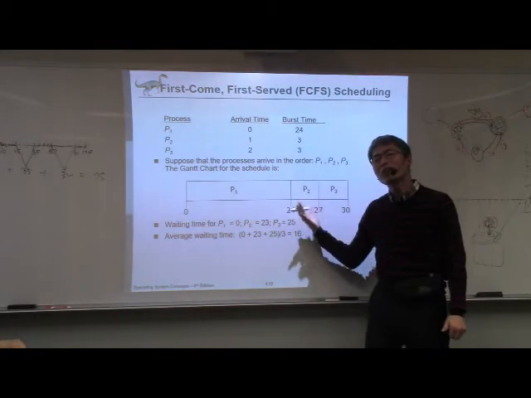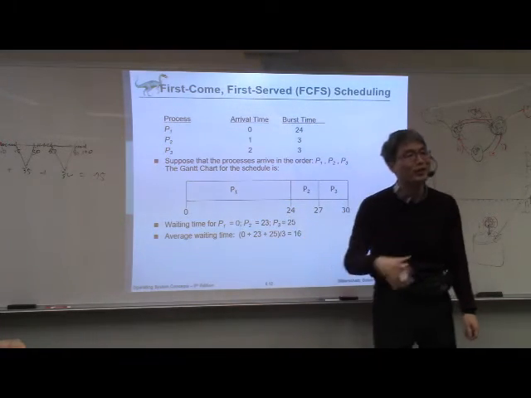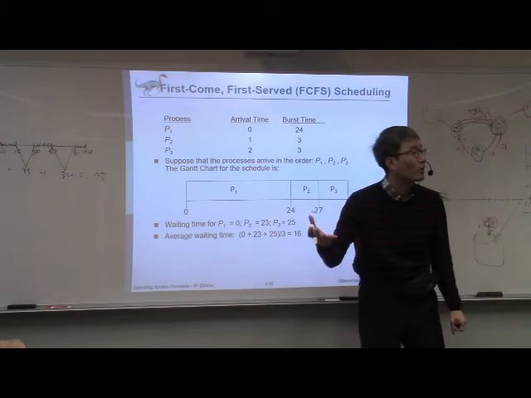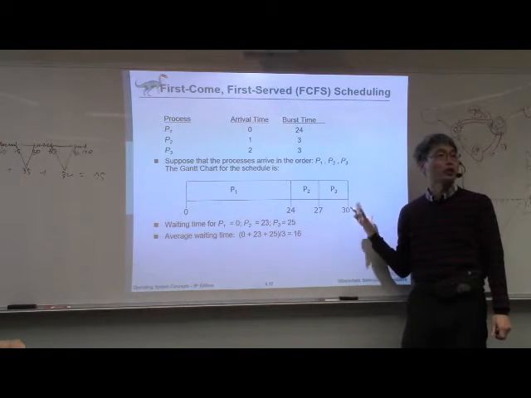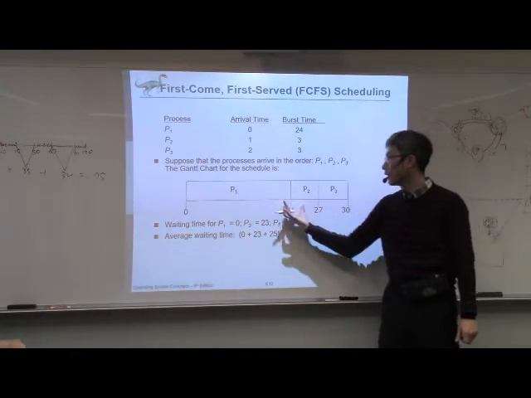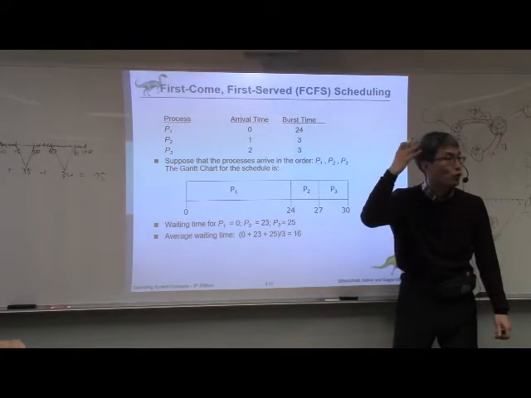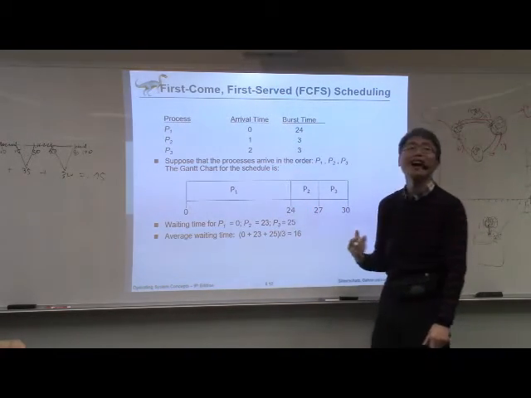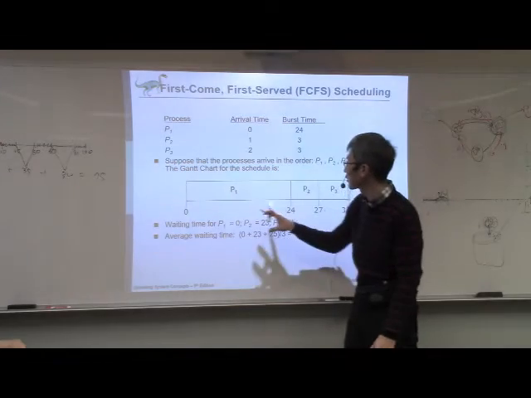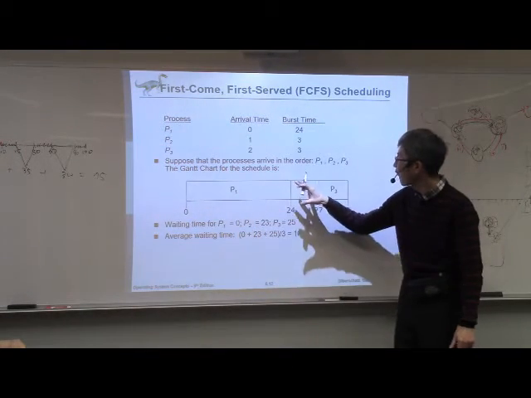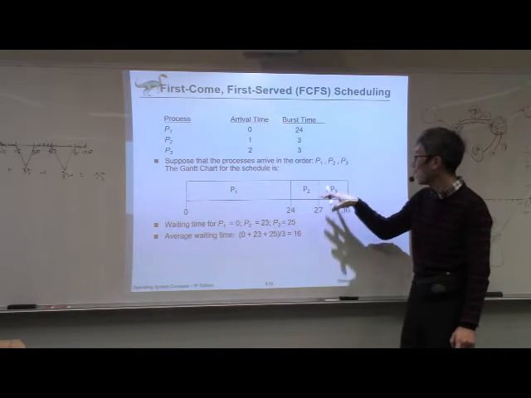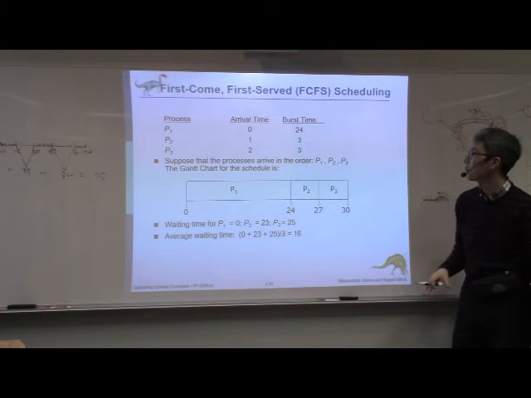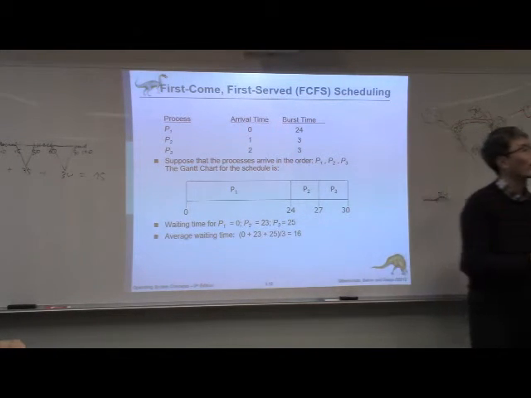The unit of the time can be microsecond or nanosecond or the hour. So I'm not going to use any specific unit of the time, but you can imagine whatever the unit. So this is a 24 time slot. P1 takes the 24 time slot, then followed by P2. P2 is 24 to 27, and lastly P3, 27 to 30, like that. So this is called the Gantt chart.